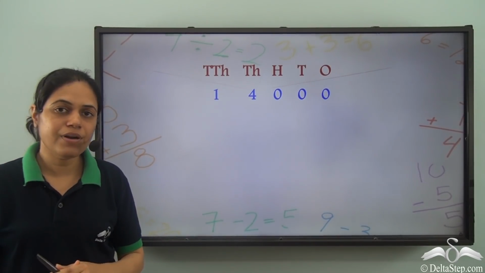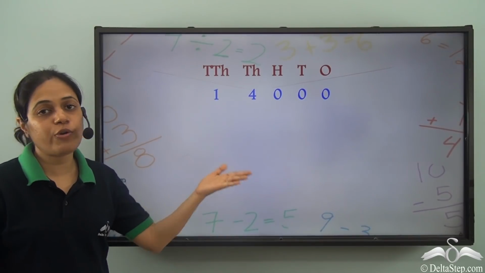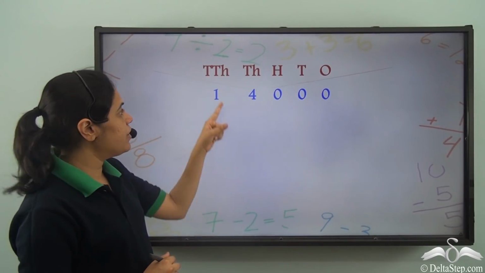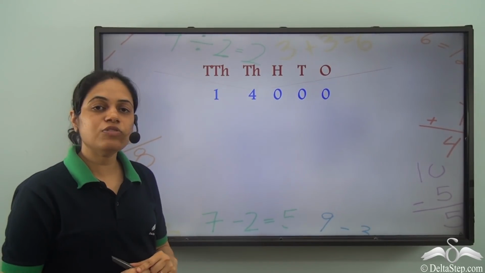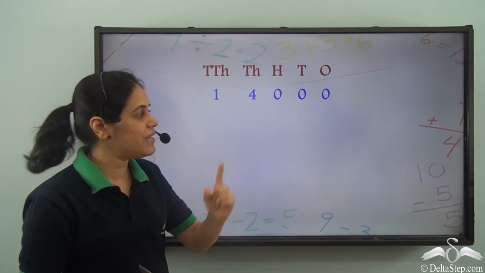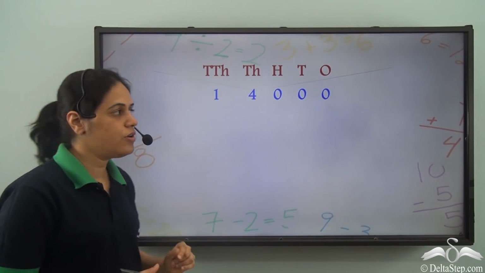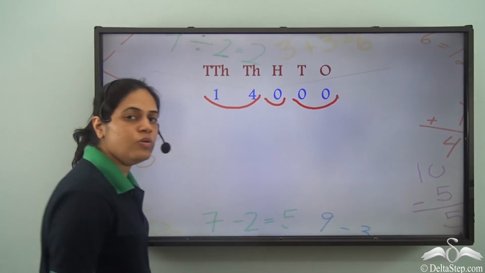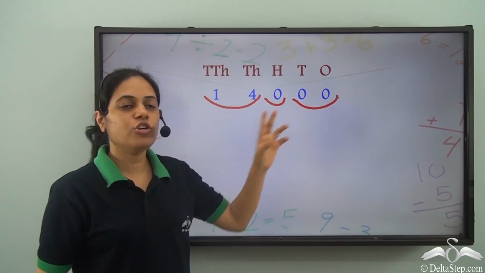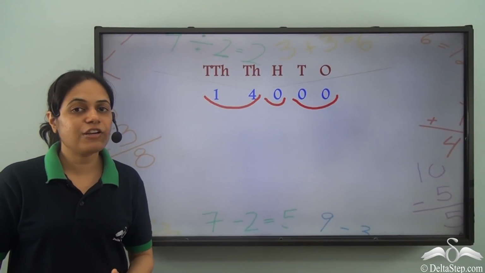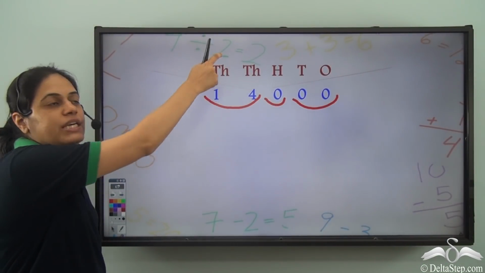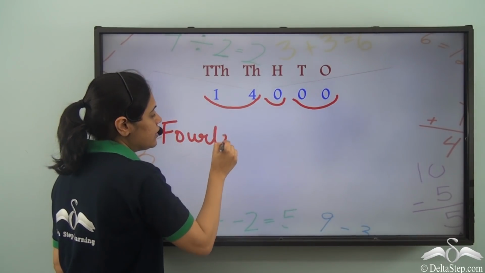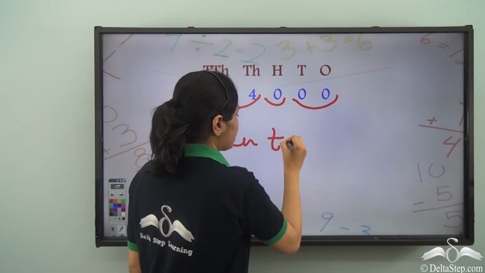Now what about this number? How can I name this, or how do I write it in words? So we can see that it is a 5-digit number. 1 is in the 10,000s place, 4 is in the thousands place, and all the other digits are 0. So I segregate it into 2, 1, 2. So 2 digits, 1 digit, 2 digits. Now the first part of the number name will be 14,000. So the first part will be 14,000.